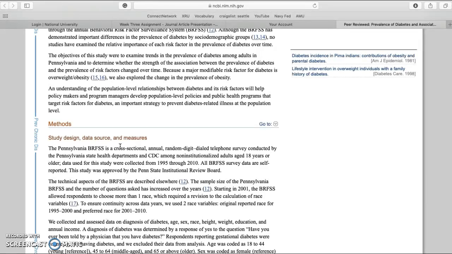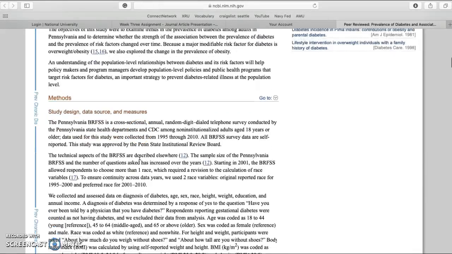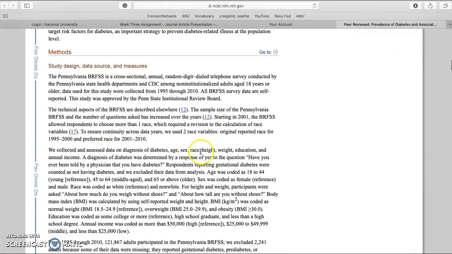And then there was a lot of inclusion criteria that came along with it. So the criteria included diabetes that was assessed based on a diagnosis of diabetes, their age, sex, race, height, their weight, education, and annual income were all some of the different variables used, as you'll see right here.